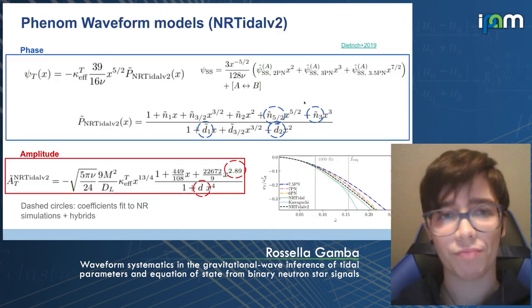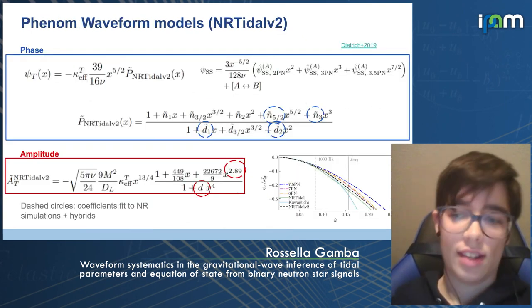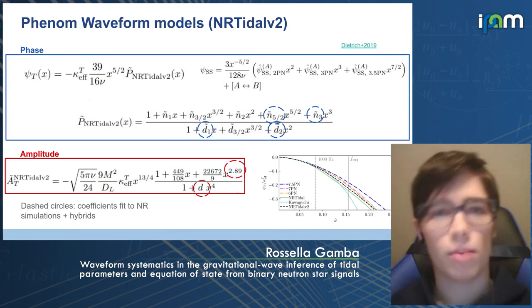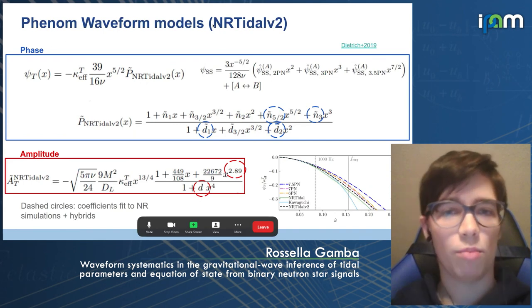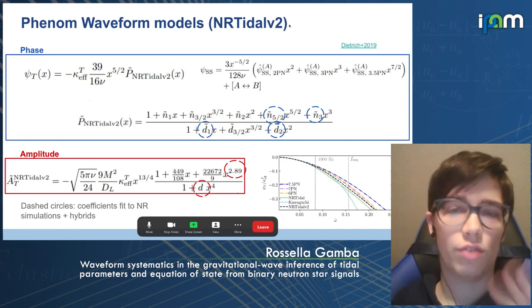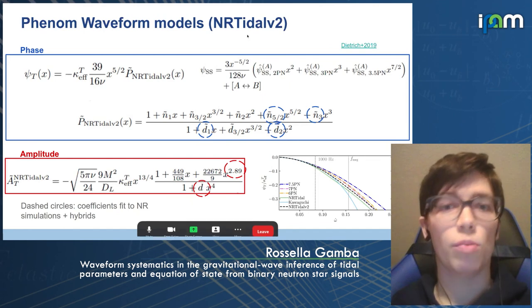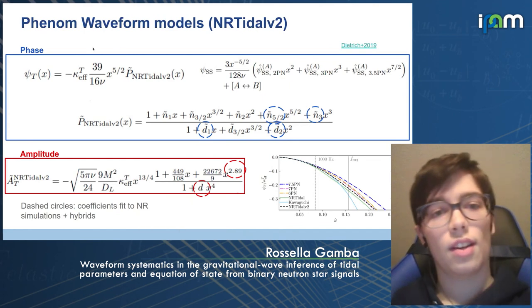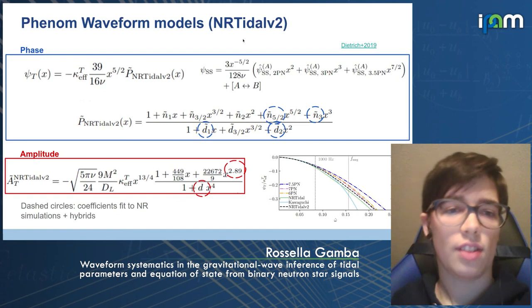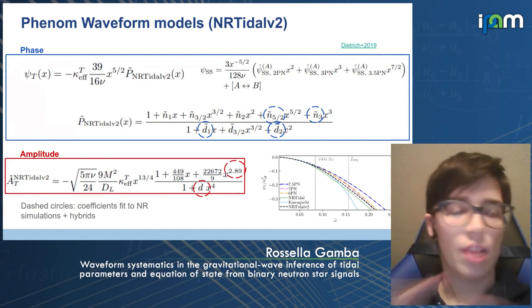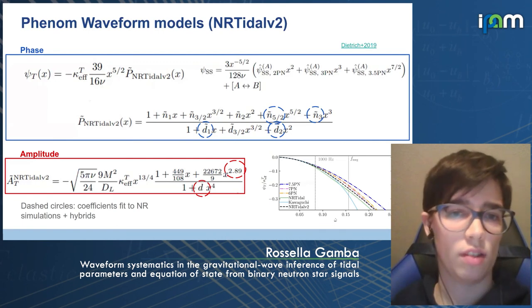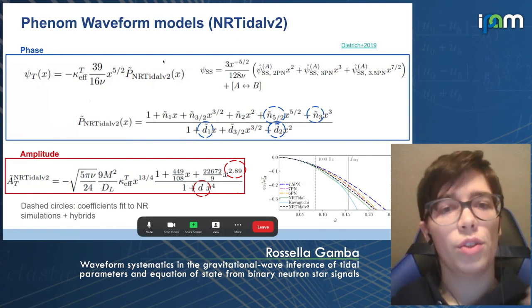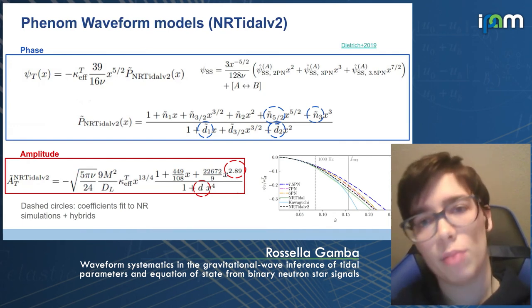And now let's go to the last kind of waveform model, which I mentioned before, so phenomenological waveforms. And let's take the example of NR tidal V2, which is at least for tides, I think, the more recent one and a more advanced one. The idea of NR tidal is just you model the phase and the amplitude separately in the frequency domain or the time domain, but the frequency domain models are the ones that are used the most. And you use some template, which is then fit to numerical relativity hybrid waveforms.